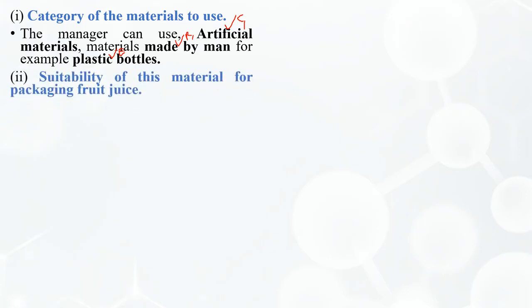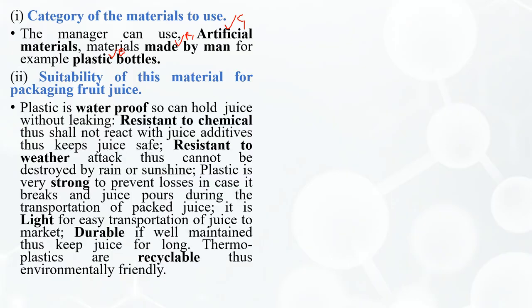Let's look at part 2. Part 2, they are asking the suitability. What makes plastic a very good material to perform its work? And they're saying these are the points. Number 1, they're saying that plastic is waterproof. I think that is the first property. So it can hold juice without leaking. It is resistant to chemicals, thus shall not react with juice additives, thus keeps juice safe. It is resistant to weather attack, thus cannot be destroyed by rain or sunshine.